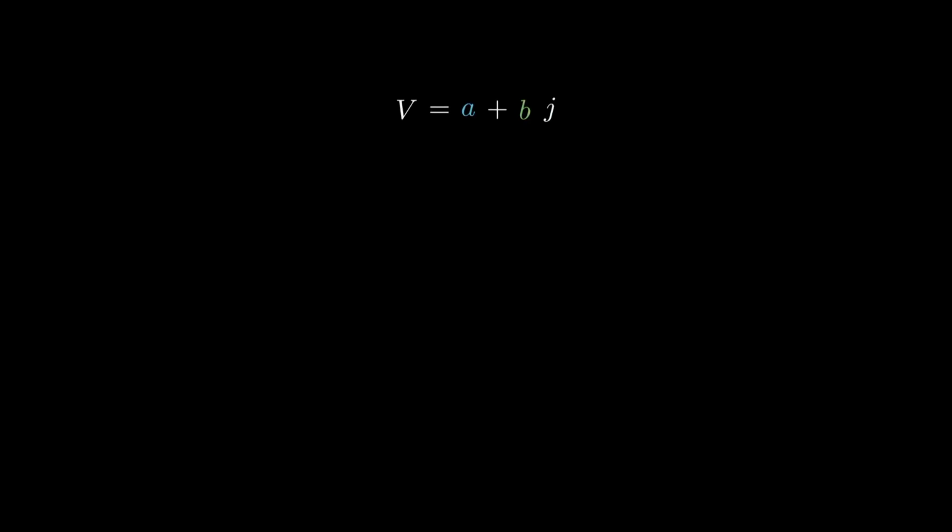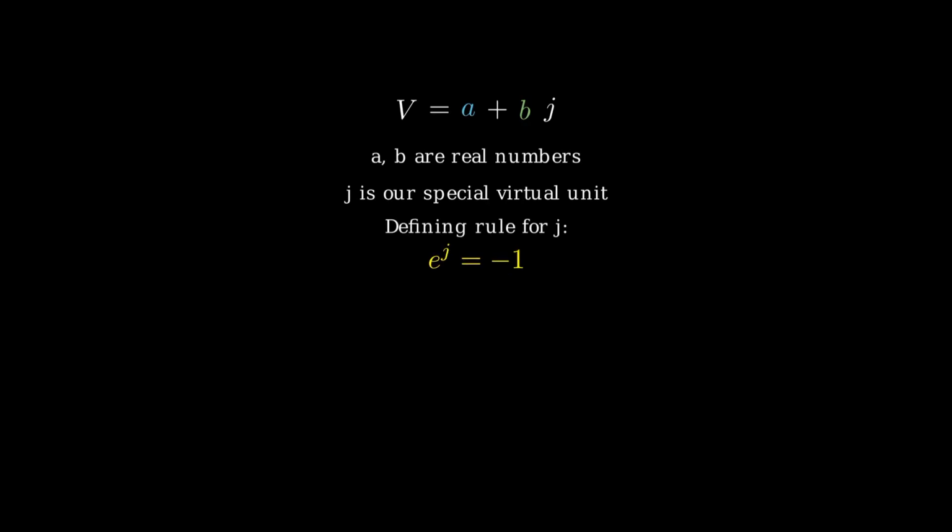It's super simple. It's an ordered pair written as v equals a plus bj, where a and b are real numbers, and j is our special virtual unit defined by one rule. e to the j equals -1. Unlike complex numbers, we're not assuming anything about j squared or j cubed yet. Everything we discover will come straight from this exponential definition.